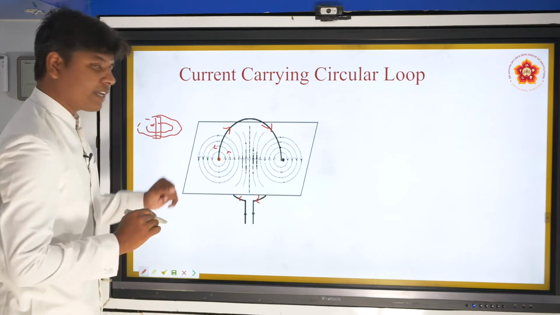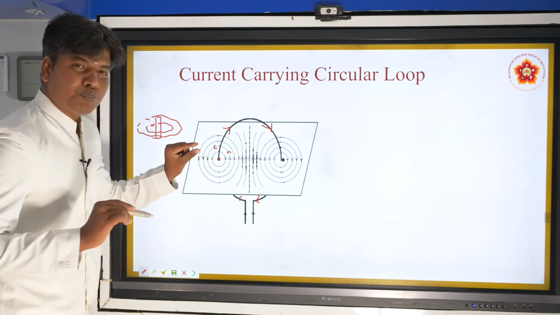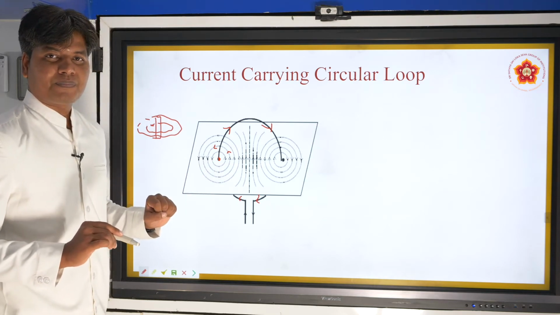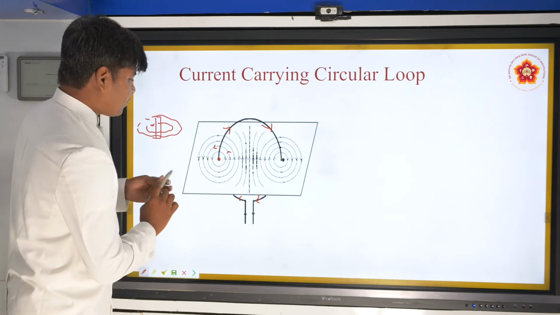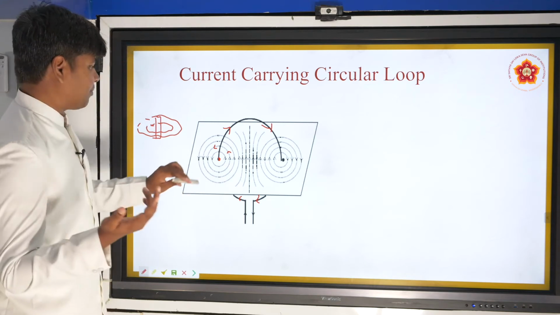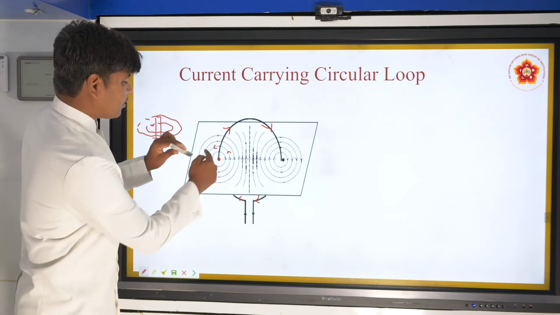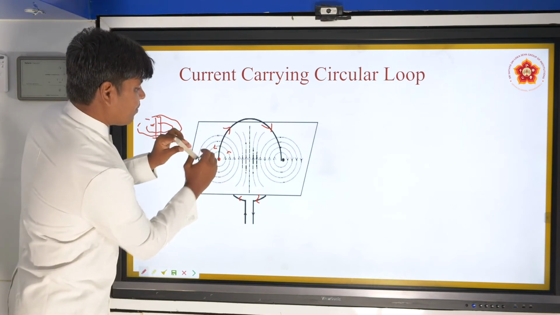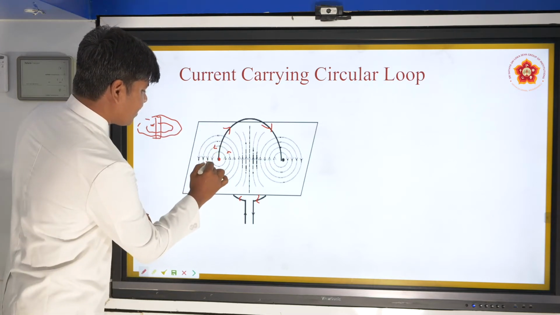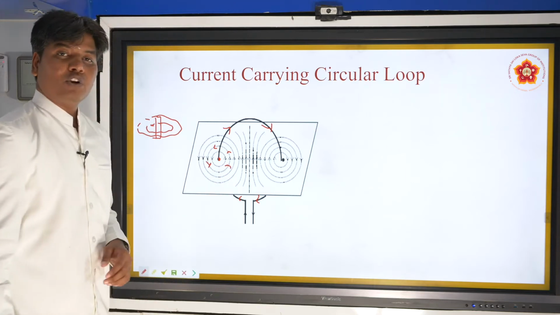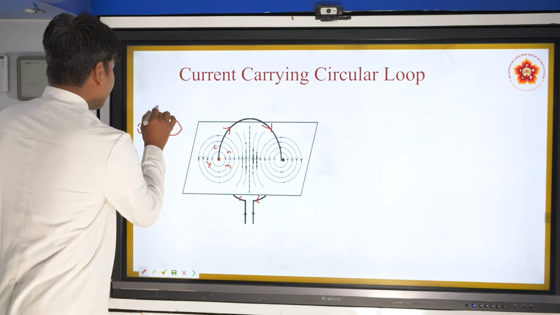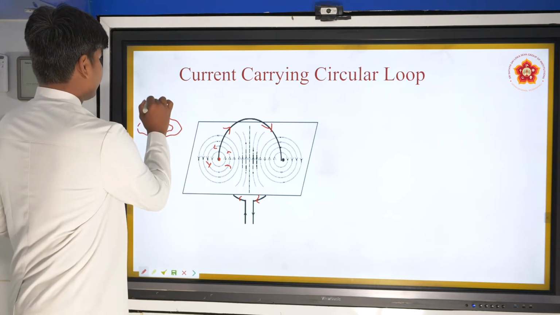In the same way, it is behaving as a small straight current carrying conductor. If you use your right hand thumb rule, let us assume the copper coil is coming out. What will be the direction? Anti-clockwise direction, because the current is going up. This is the direction of current here.